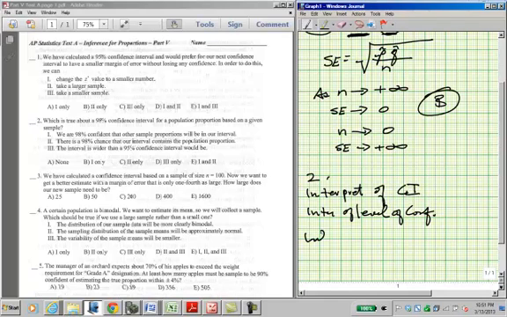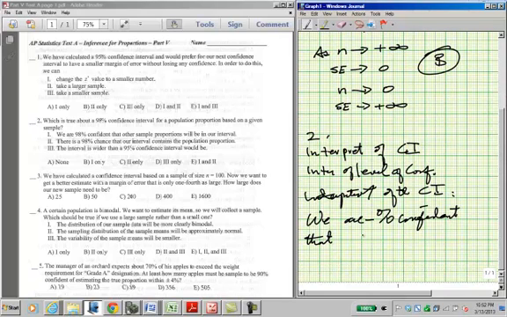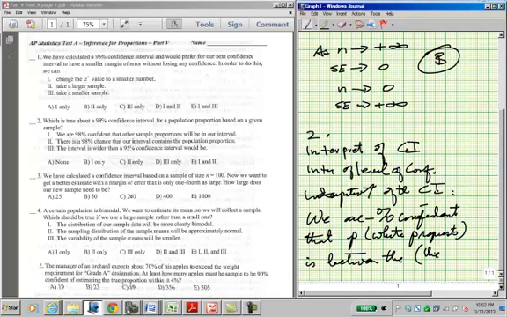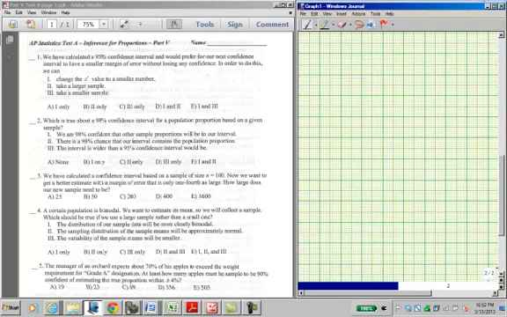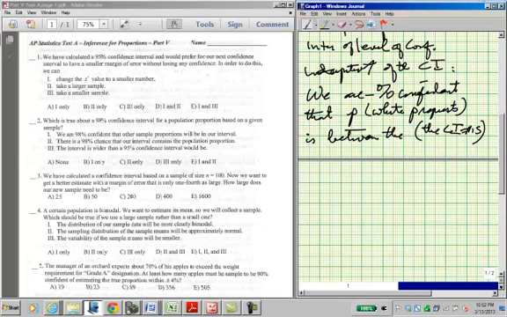Okay, so the interpretation of the CI, sorry about the sloppy writing there. The interpretation of the CI always has the same form. We are, whatever percent, confident that P, whatever P represents, is between the CI numbers. Okay? All right. So there's nothing in this interpretation of the confidence interval that says anything about other samples.